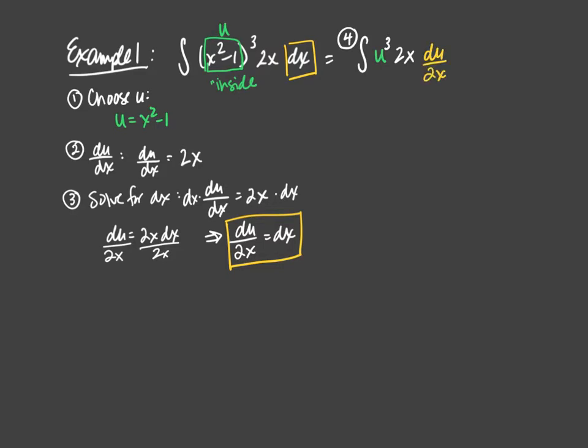Now step 4 is substitute and simplify. So I'm going to notice, by using the way that fractions work, that du over 2x times 2x is the same as 2x over 2x du, right? Do a little multiplication here.